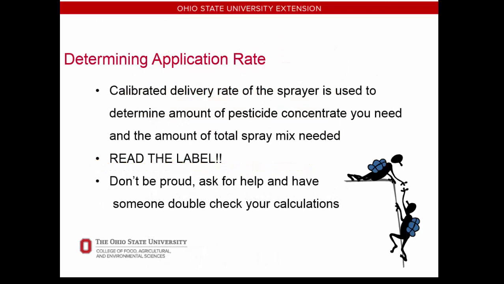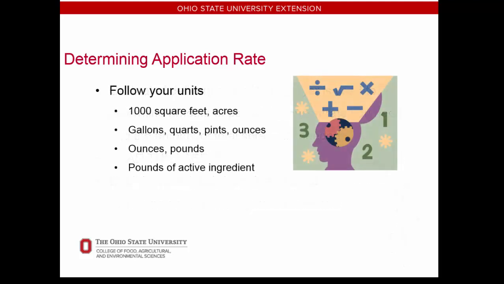The calibrated delivery rate must be determined before you can do the calculations to determine the amount of product you need for a job, and the amount of spray mix needed. Read the label for any spray mix volume requirements and for the product rate. If you are uncertain with the calibration or any calculations, ask someone to double check your math. Errors are dollars.